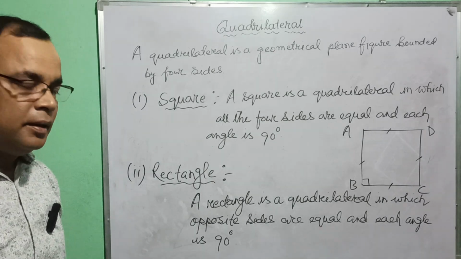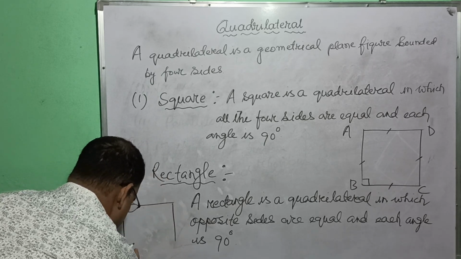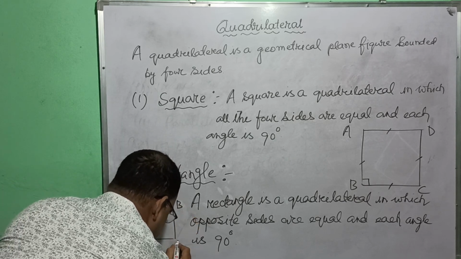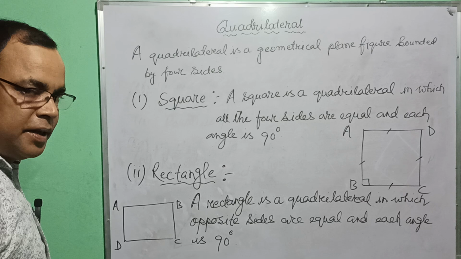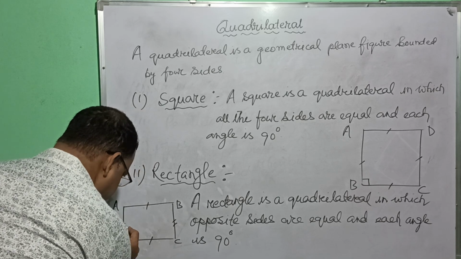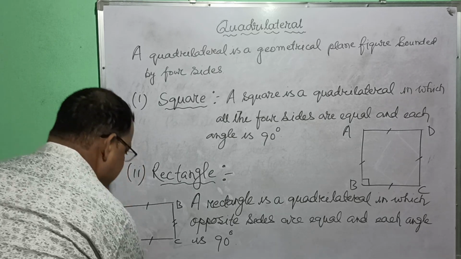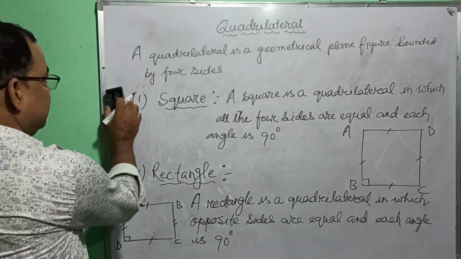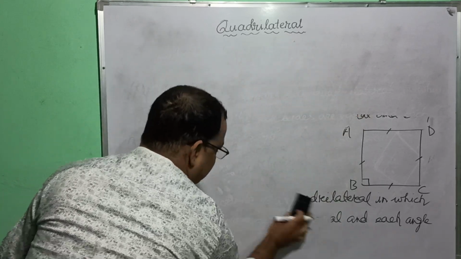And in case of a figure, let me draw the figure here. So let ABCD be a rectangle. So according to the definition, the opposite sides AB and DC, and the opposite sides BC and AD must be equal and each angle is 90 degree. So this is the simple definition of a rectangle. Now we'll define the other quadrilateral. Now we'll define the third one.